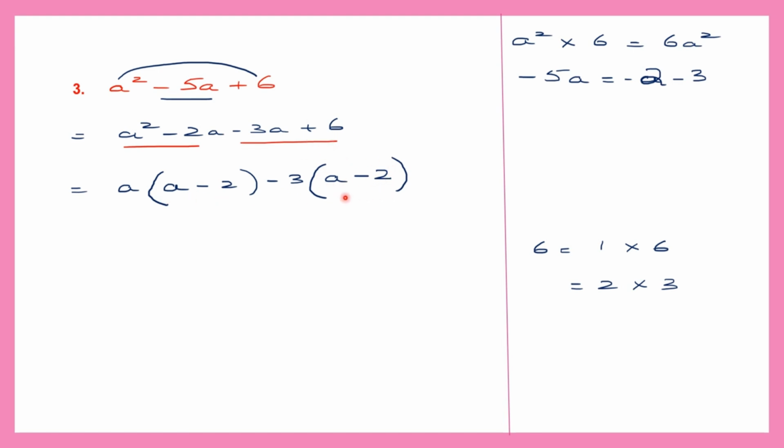And we have the same thing here also. So our first factor is a minus 2 and the other one is a minus 3. So this is our answer.